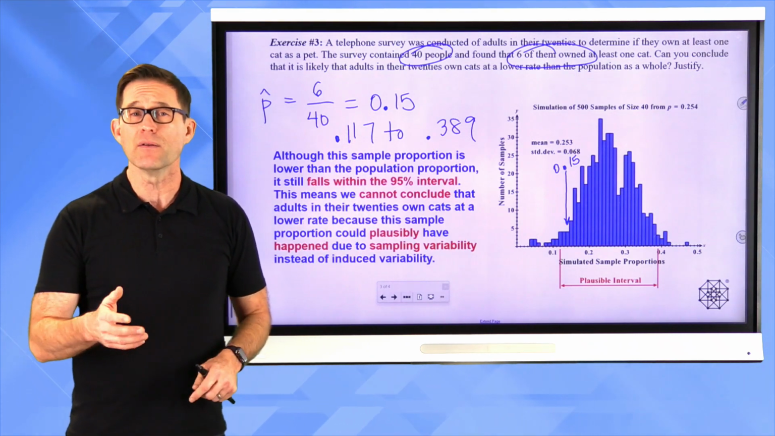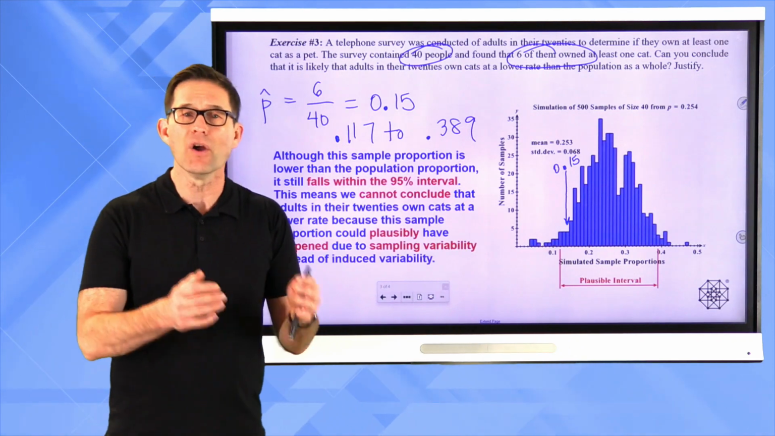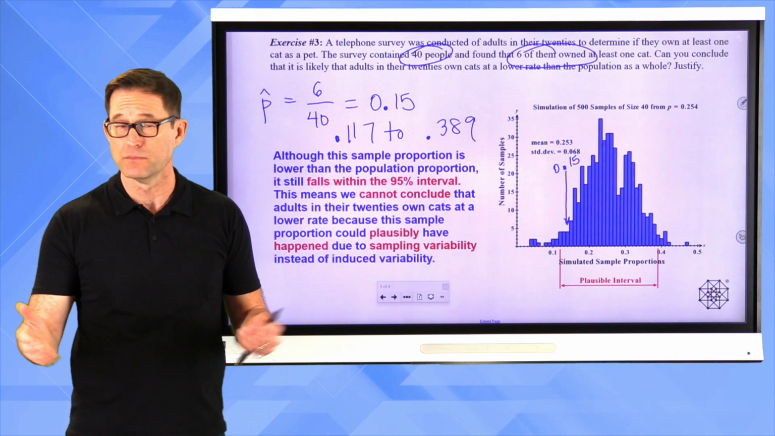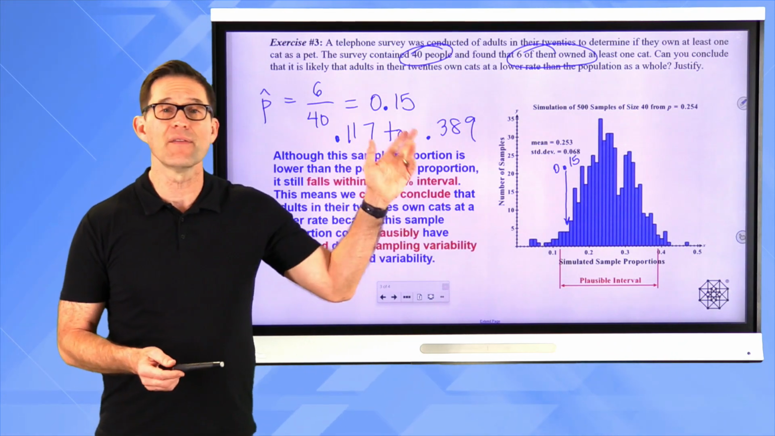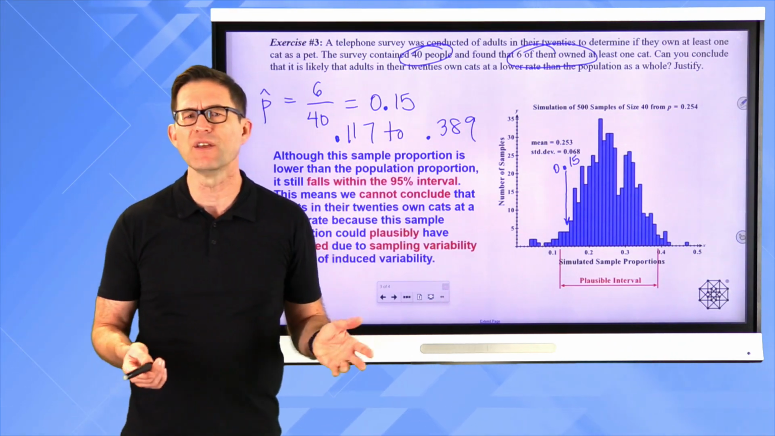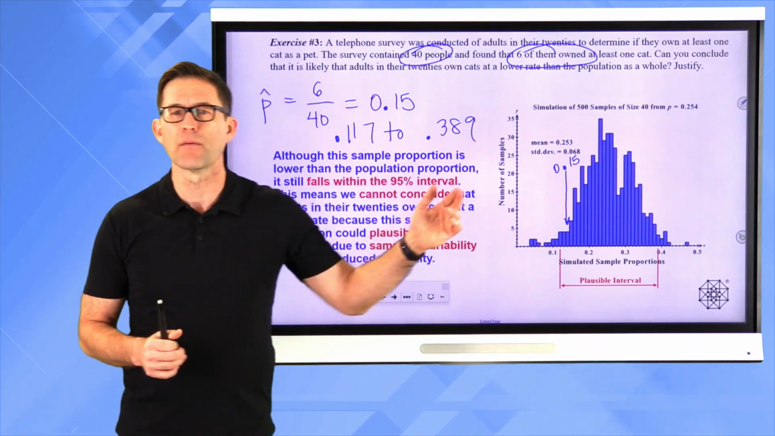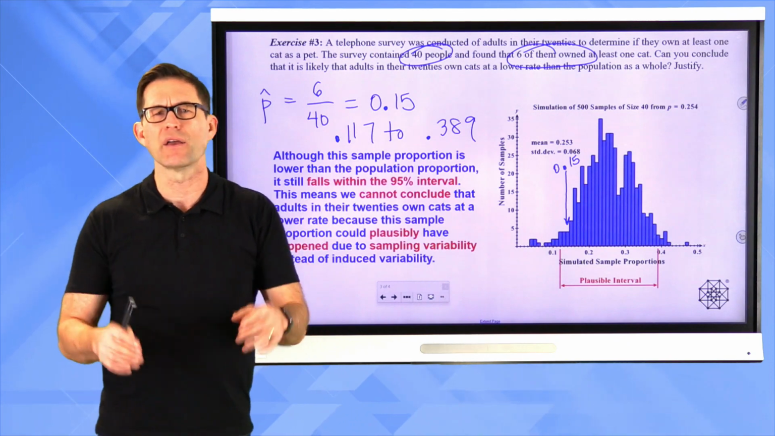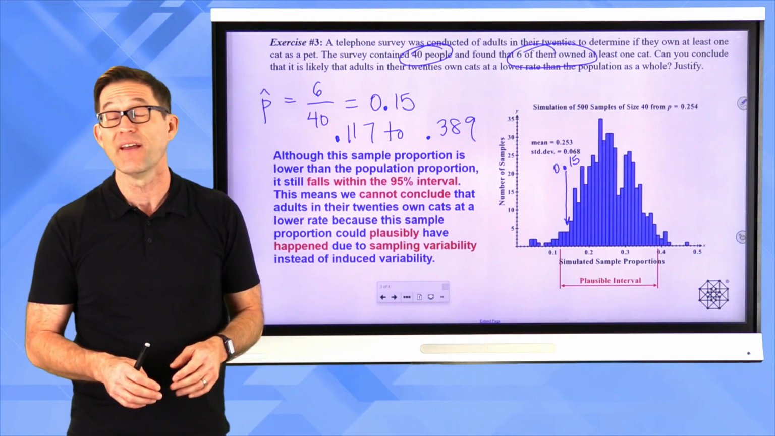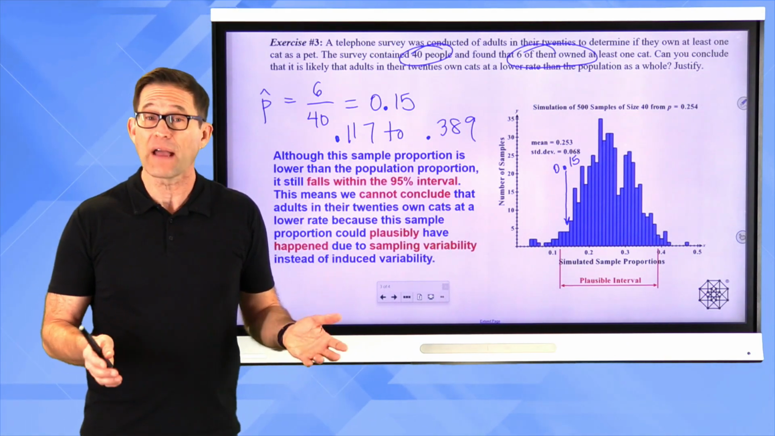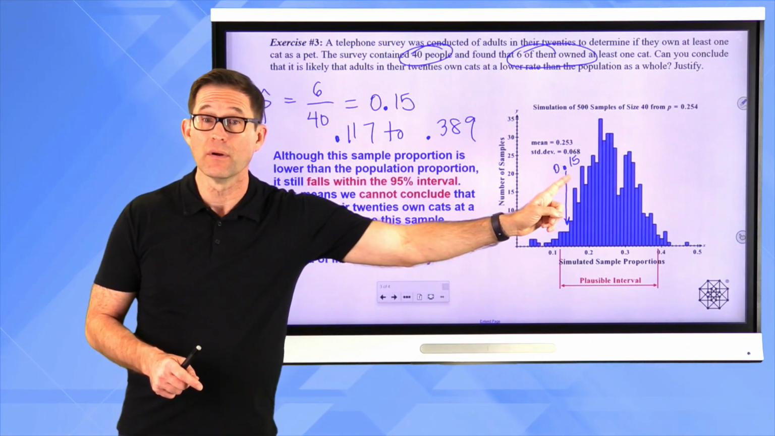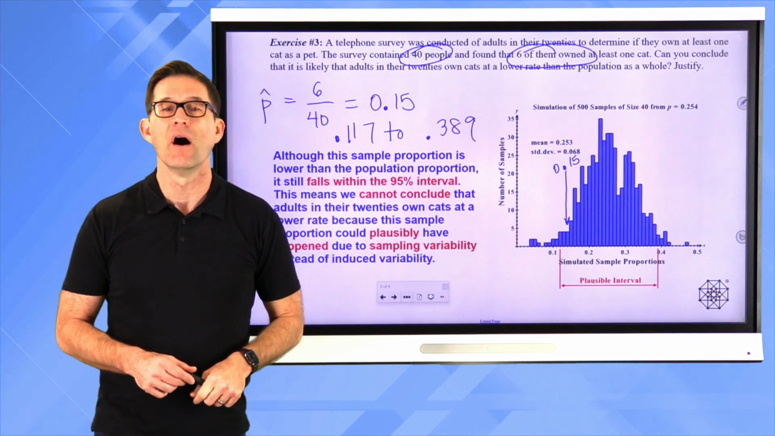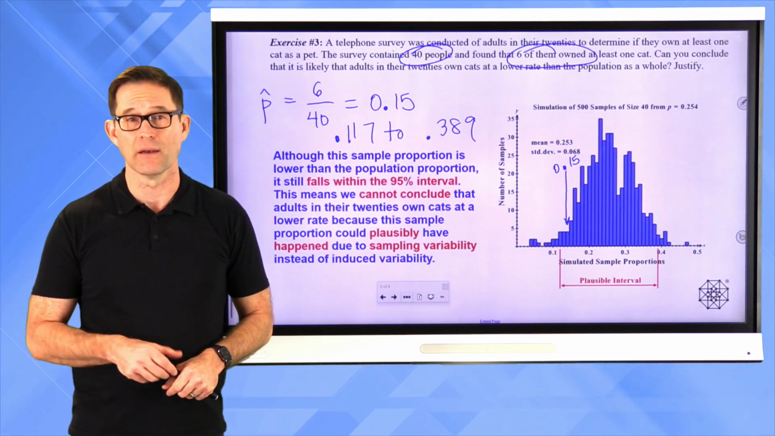Now again, researchers might suspect that younger people aren't going to own pets as much as, let's say, older people. And then they do this study and they find that only 15% of these people owned cats, but in the population as a whole, 25.4%. So yeah, they own cats at a lower rate. Except, again, that could have happened by chance alone, because it falls within 2 standard deviations of the proportion mean.